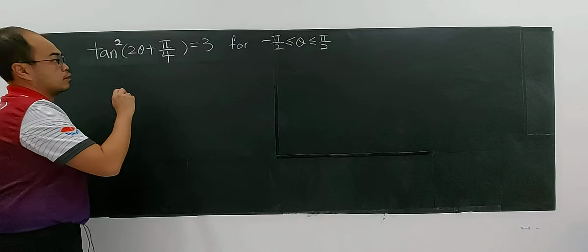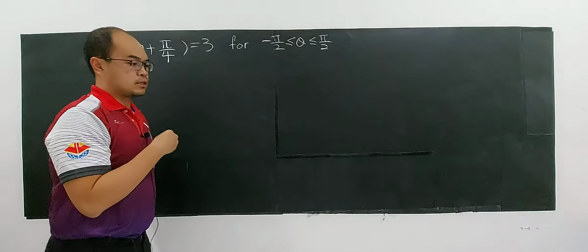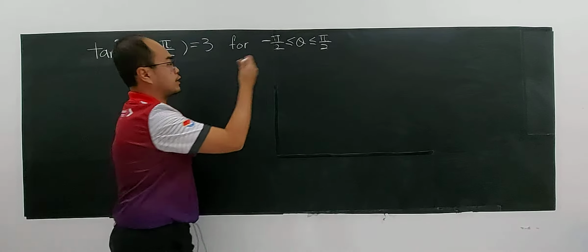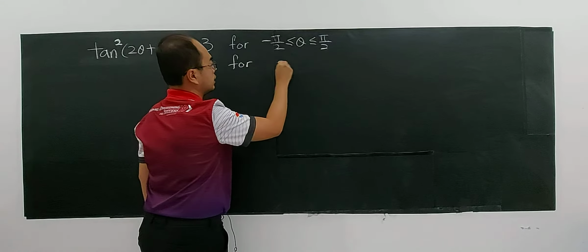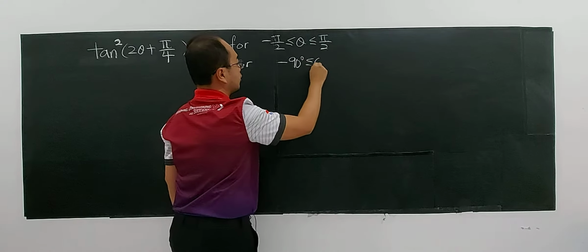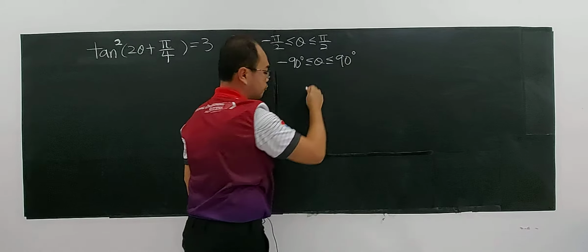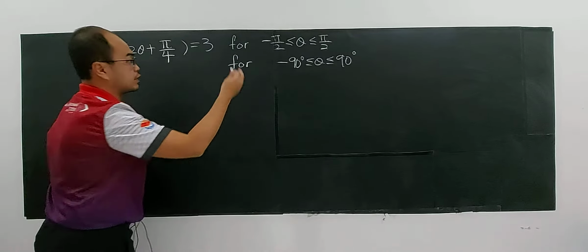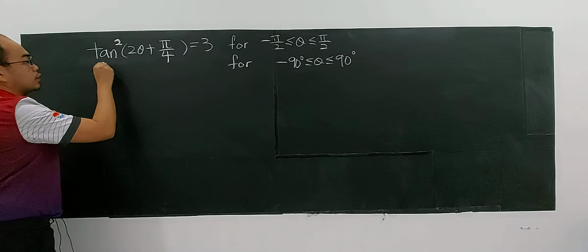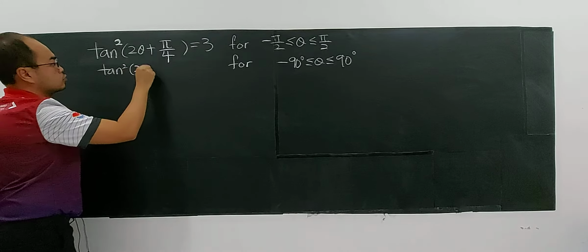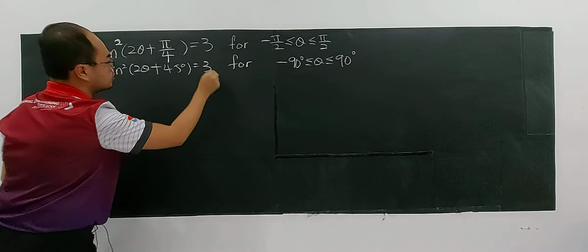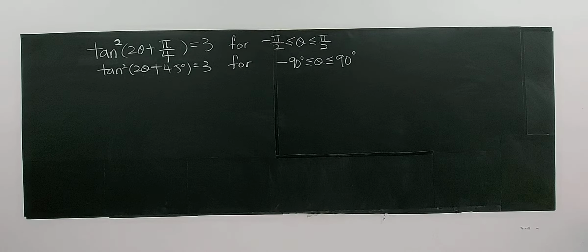For exam purposes, some students dislike using radian. So you can modify the question to be in degree form, and later give your final solution in radian form. This also shows that you understand what radian means. So you can convert this one to tangent squared of 2 theta plus 45 degree equals 3. It's just to help you, because you are used to degree form, right?